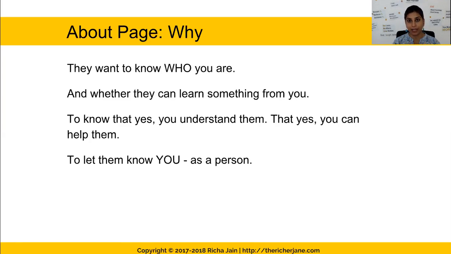So when people come to your About page, at the back of their heads, the question in their mind is whether they're going to like you, whether there is some synergy, whether there is some common thread, whether there is something that shows that you understand them and that you can help them fix whatever problem or whatever issue they're looking for solutions for. That's the purpose. That's why they are coming to your About page.